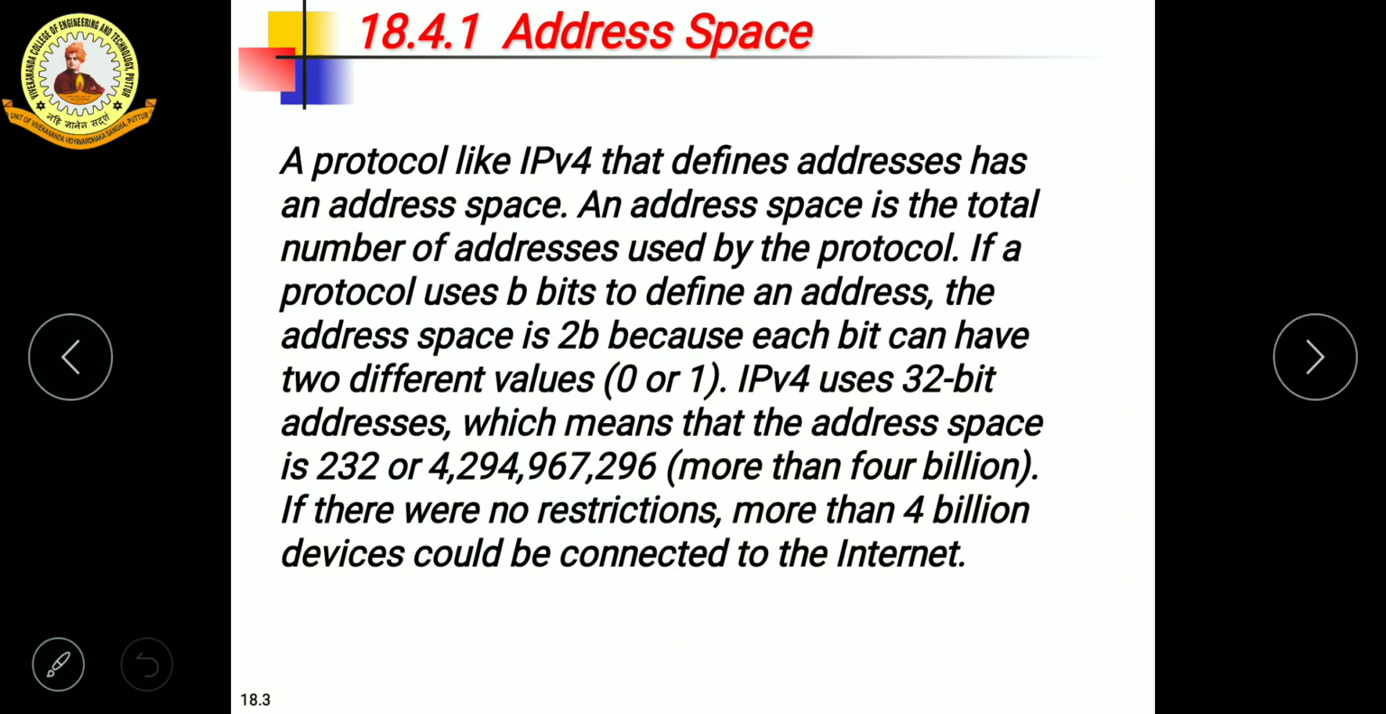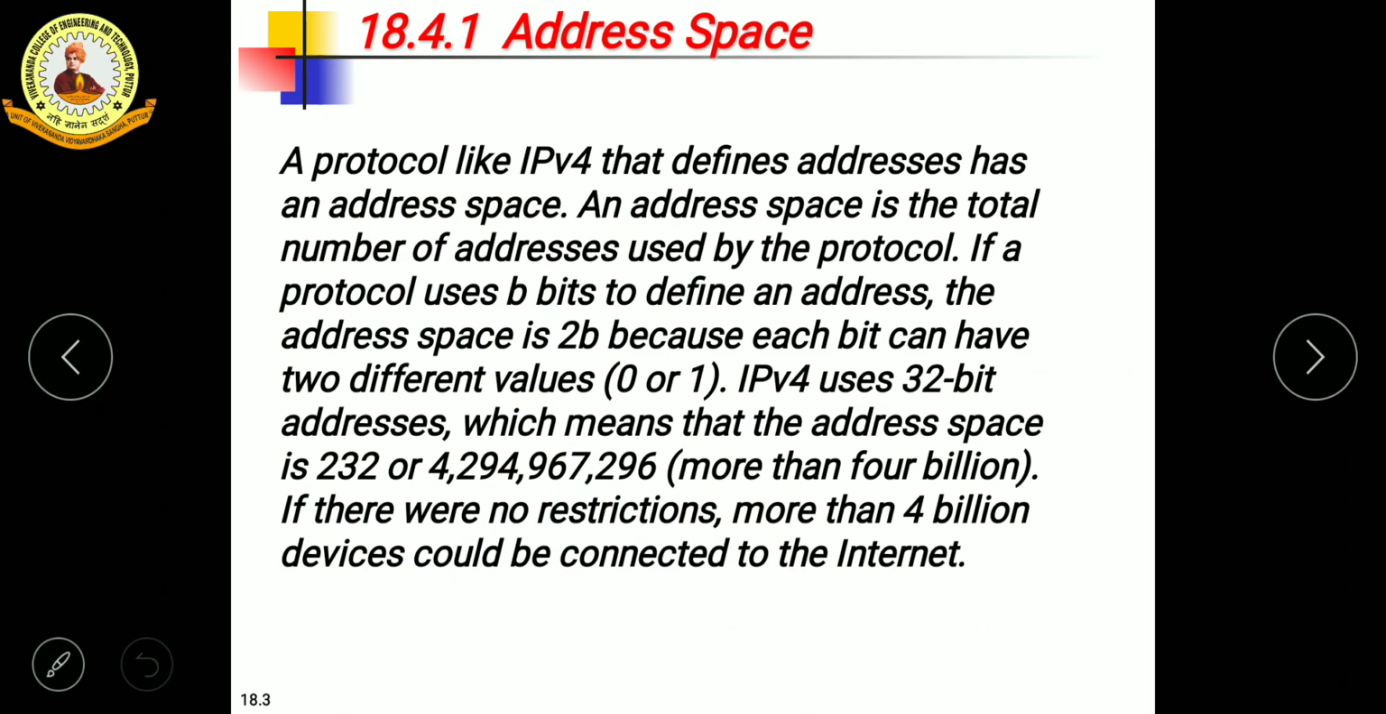As the number of devices grew beyond a billion, there was a point where the IPv4 address space might be exhausted in the near future. So we migrated to IPv6. In IPv6, the value of B is 128, so the address space is 2 raised to 128. That many connections can be made at any point of time using IPv6, or in other words, that many devices can be connected to the internet.